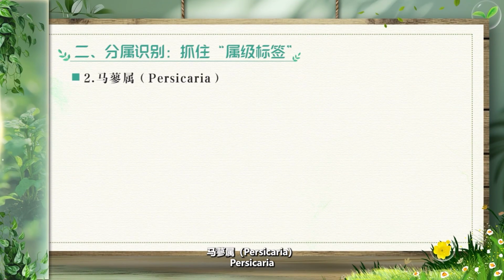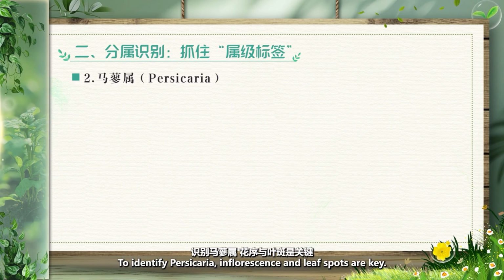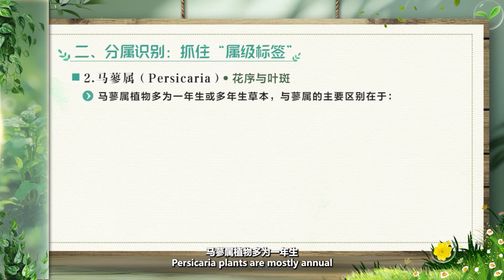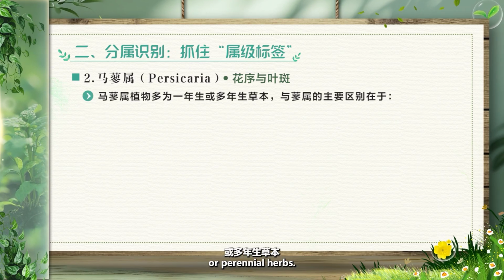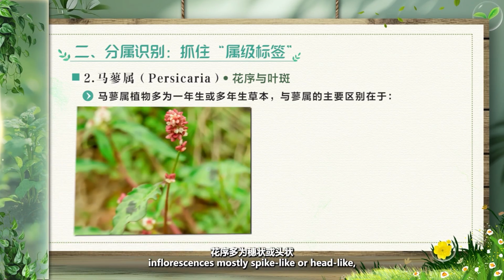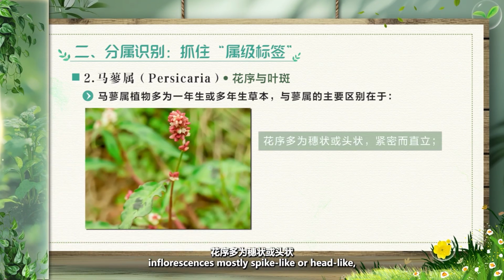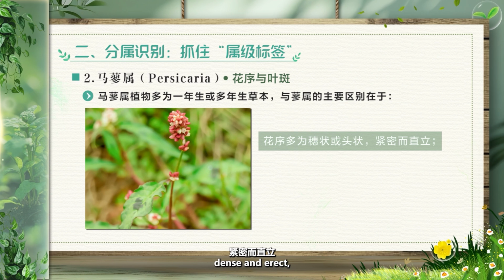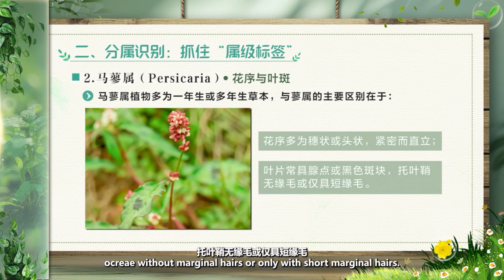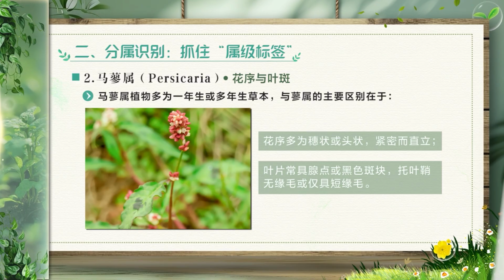2. Persicaria. To identify Persicaria, inflorescence and leaf spots are key. Persicaria plants are mostly annual or perennial herbs. Main differences from Polygonum lie in inflorescences mostly spike-like or head-like, dense and erect. Leaves often with glands or black spots, ochrea without marginal hairs, or only with short marginal hairs.